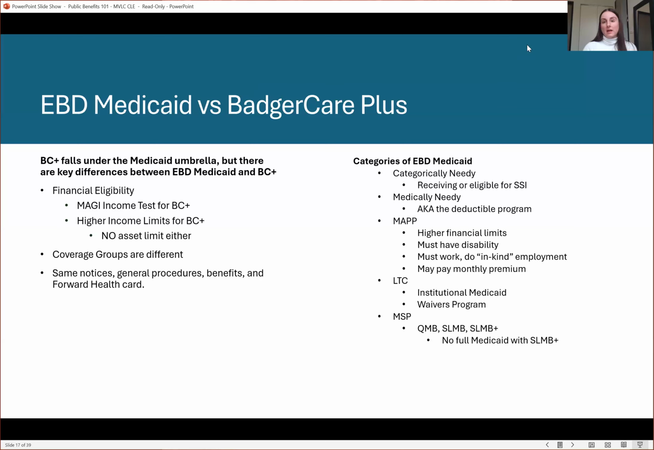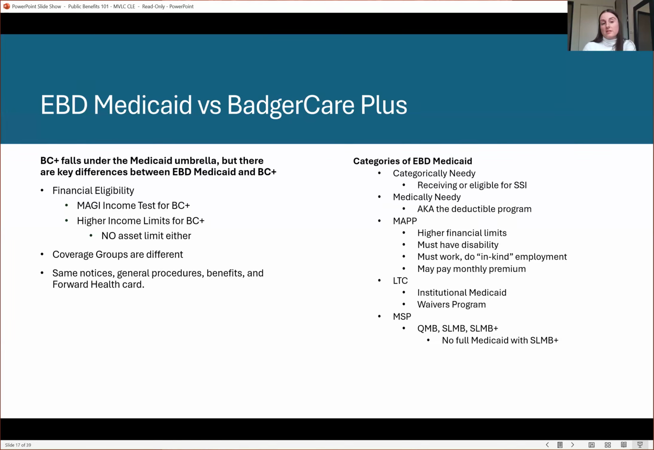So EBD Medicaid, elderly, blind, disabled, versus Badger Care Plus. There are differences between Badger Care and Medicaid. They're all under the big Medicaid umbrella, but they're completely different programs. And there are, as you can see on the slide, a lot of sub-programs under EBD Medicaid specifically. The big differences are in the financial eligibility tests.